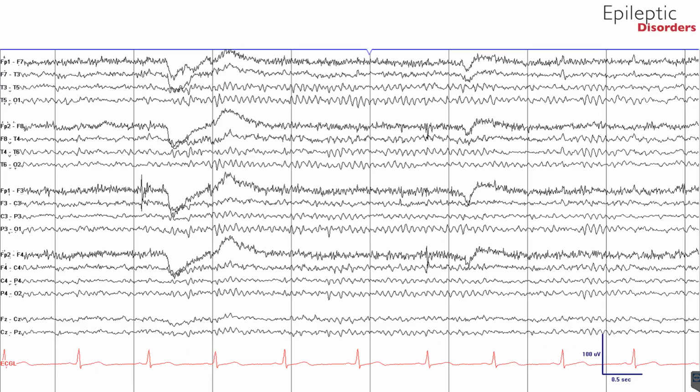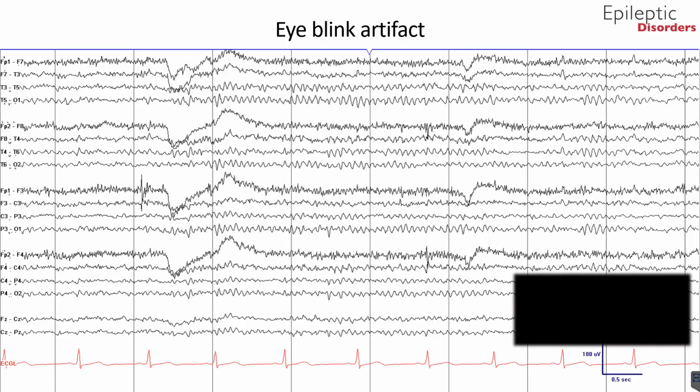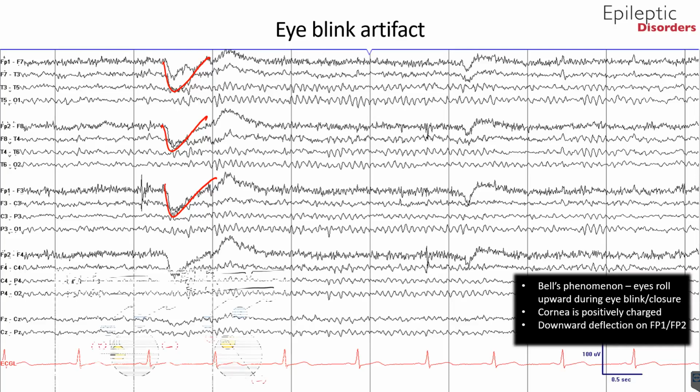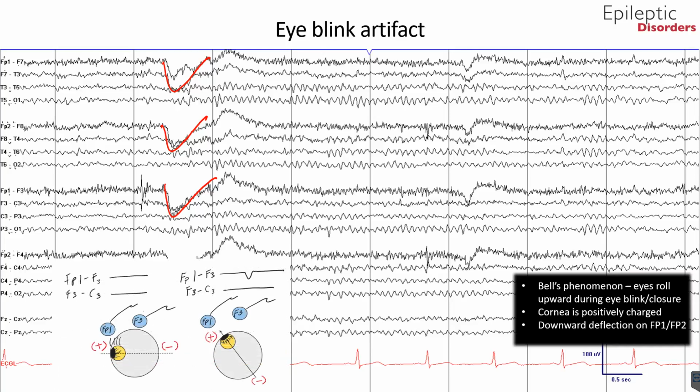Eye blink artifact is a very common artifact seen in awake EEGs. In the second of the page, you can see prominent downward deflections in the frontal FP1 and FP2 channels, which is consistent with eye blink artifact. As you may be aware, the cornea is positively charged, and when you blink, the eyes roll back and the positive dipole gets picked up by the FP1 and FP2 channels, giving it a downward deflection on the page. This is also known as the Bell's phenomenon, where the eyes roll upward during eye blink and closure.